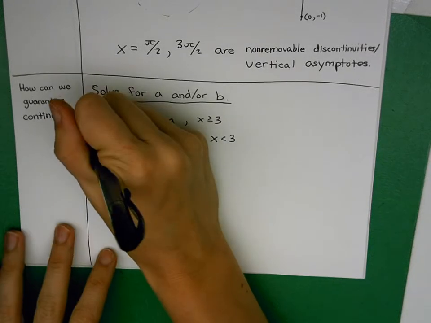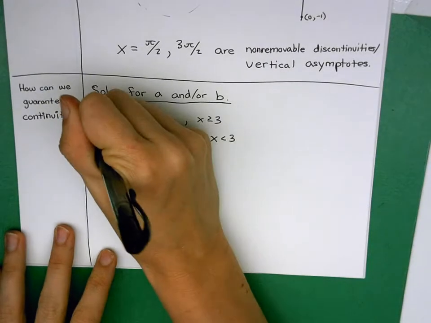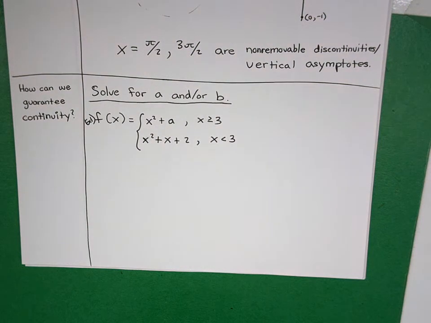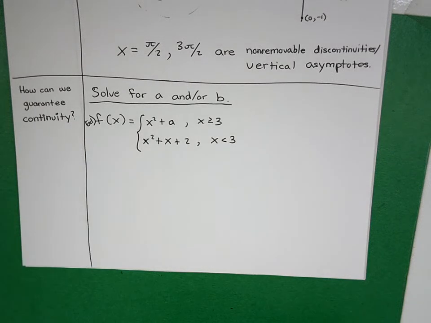So we're going to start off here. This is, I would call it, a fairly basic version of this type. We'll call this example 1, just to help us model the thought process behind what we're doing. If we have this piecewise function, f of x equals x squared plus a when x is greater than or equal to 3, and x squared plus x plus 2 when x is less than 3, and we want to solve for a to guarantee the continuity of the function, we would think about our 3 criteria.